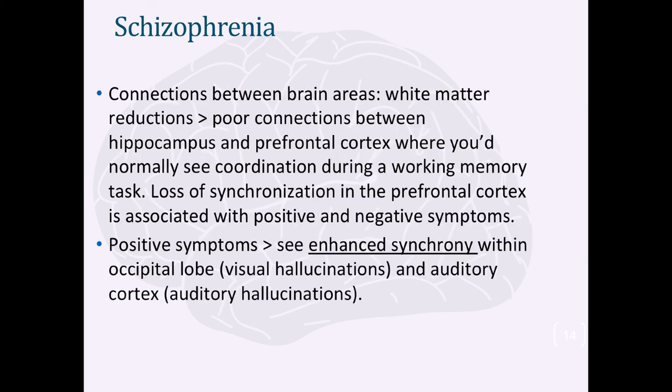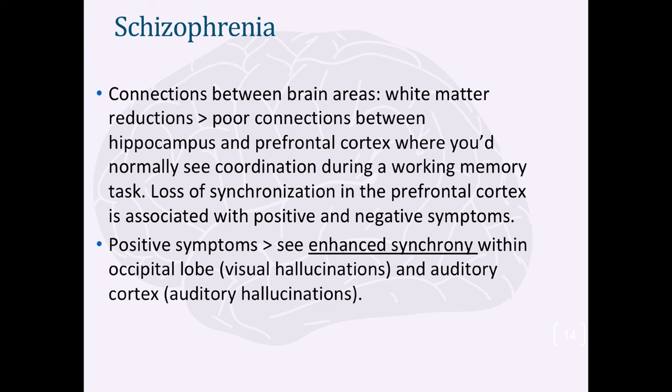Now, when we look at those really critical connections between different brain areas, we see that there are reductions in the amount of white matter. So white matter, axons, right? So there are fewer connections between different areas. And we already looked at the hippocampus and prefrontal cortex, an area that's normally very richly connected with a lot of back and forth, and that those connections are diminished in individuals with schizophrenia. So you would normally see coordination between the hippocampus and prefrontal cortex during a working memory task, as the hippocampus activates the prefrontal cortex and vice versa to keep information in working memory.